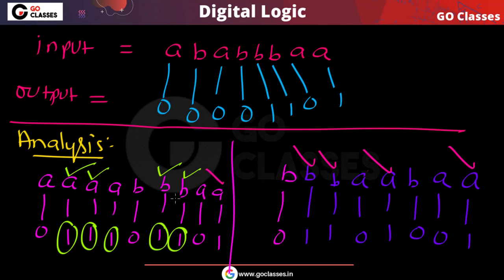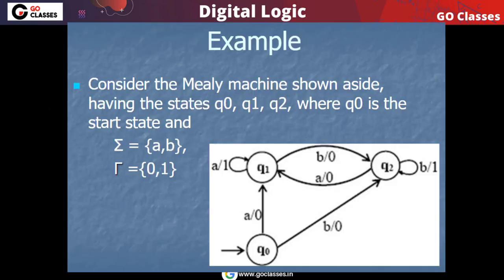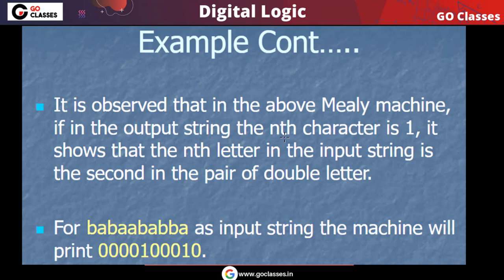I hope you can see what is happening here. This is the answer: when do we print 1? We print 1 for the second letter in the pair. So for example here, we will print 0, 0, 0, 0. But now this is the second A, so we will print 1. This is the first B, print 0, first A, print 0, first B, print 0. This is the second B, so print 1. This is the first A, so print 0. So this is the idea, this is what this machine is doing.